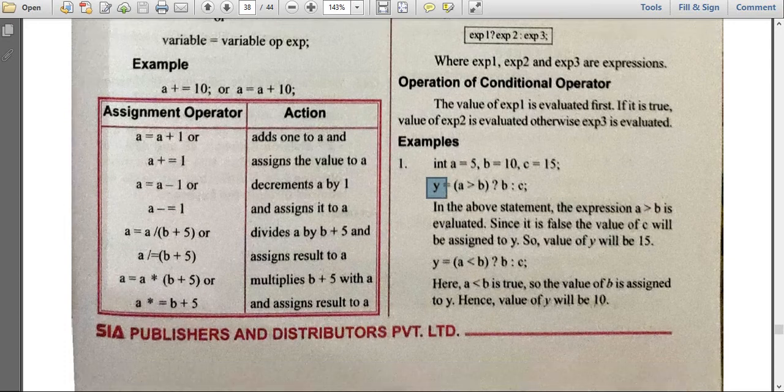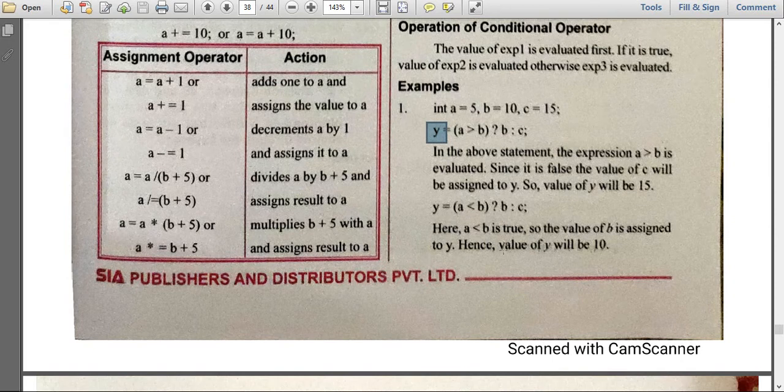Next, we will see one more. A greater than b is true. Next, a less than b. 5 less than 10. Here the condition is satisfied. So it will return the value you have at the first place. The b value is 10. So now what will the y value be? It will be 10. So b is the true place, and c is the false place.